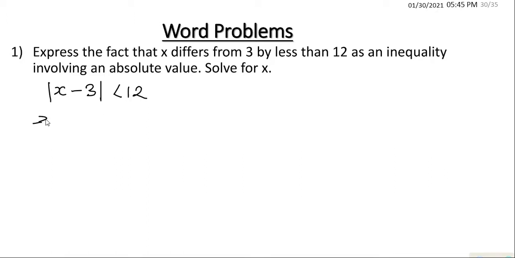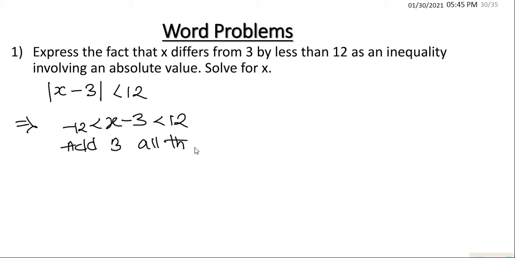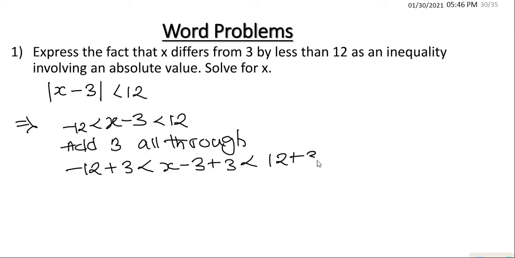So solving this absolute value, we have x minus 3 greater than minus 12 and less than 12. Okay, so add 3 all through, we have minus 12 plus 3 less than x minus 3 plus 3 less than 12 plus 3. Minus 12 plus 3 will give us minus 9 less than x, and less than 12 plus 3, which is 15. Okay, so the interval of the inequality is x greater than minus 9 and less than 15.